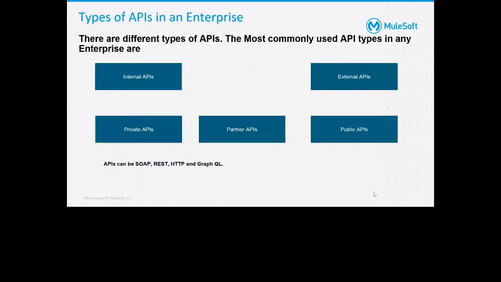So what are the different types of APIs we have in an enterprise? We call them internal APIs and external APIs. In your internal APIs, you can have your private APIs, and then your partner APIs could be both internal and external. That's why I laid it in between both of those, right? And then external APIs are mostly public-facing APIs, and that's why they're categorized as external APIs. And then APIs could be SOAP APIs, REST APIs, HTTP APIs, or GraphQL APIs. Next slide, Jackie.